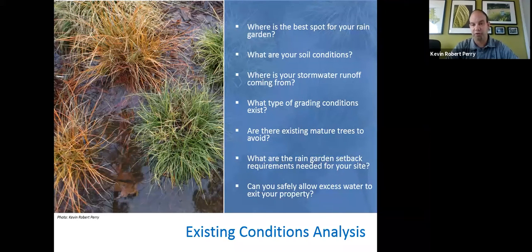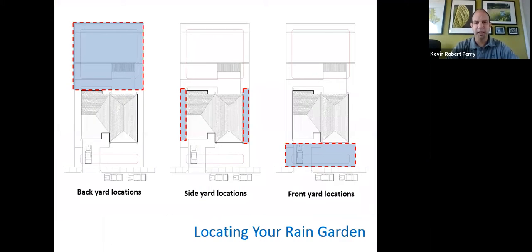Are there existing mature trees there that you would want to avoid? And then also looking at the site layout applications. What are the rain garden setback requirements needed for your project? And then also asking the question, can you safely allow excessive stormwater to exit your property if your rain garden is overwhelmed with water? So let's focus in on locating your rain garden.